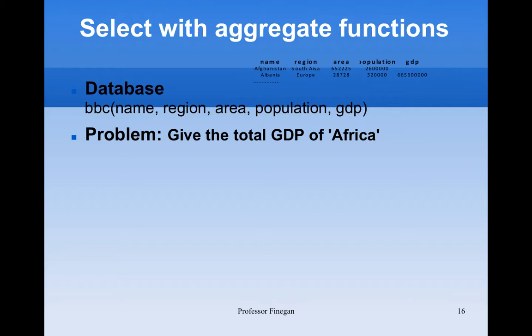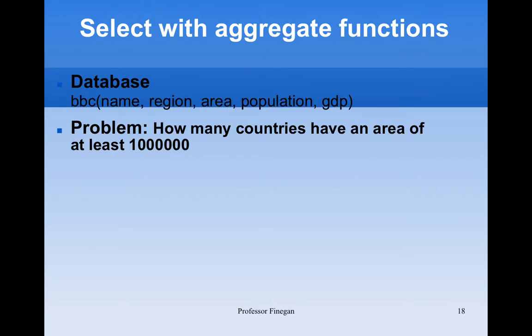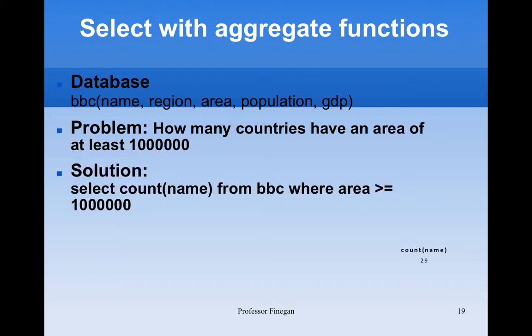Now, moving on, if I want to use different functions, if I want to give the total GDP for Africa, I would use the sum function in order to pull that information from the table that we have above. Another would be, how many countries have an area of at least 1 million? I would be able to use the count feature, which was covered in previous virtual lectures, where the area is greater than or equal to 1 million. It's very simple, it's very straightforward.